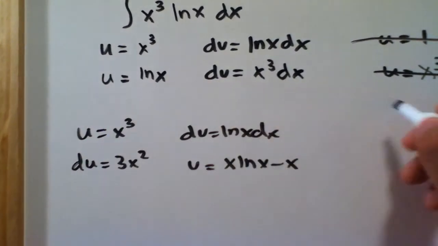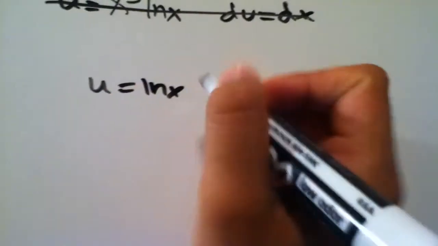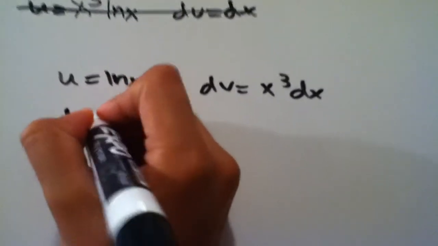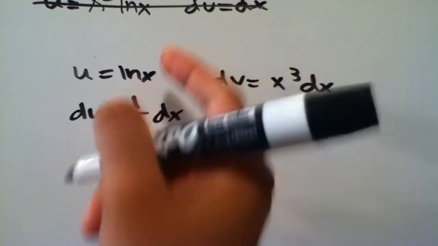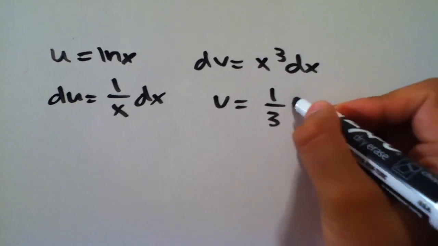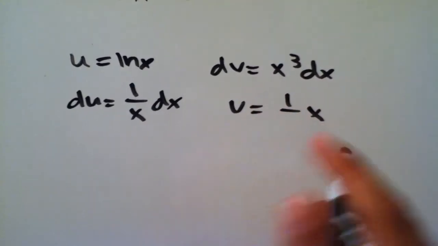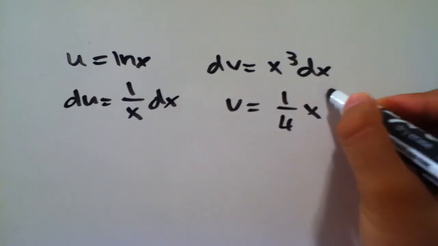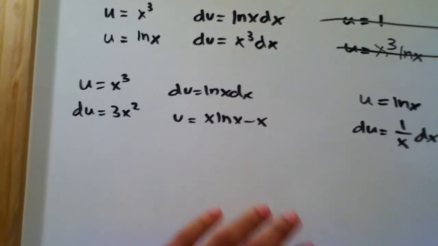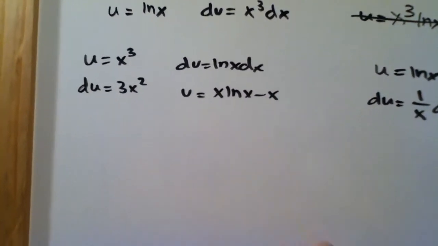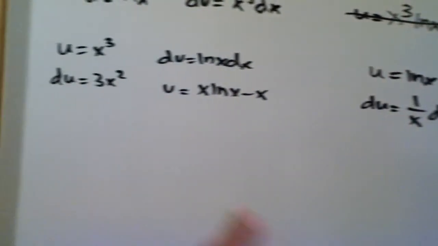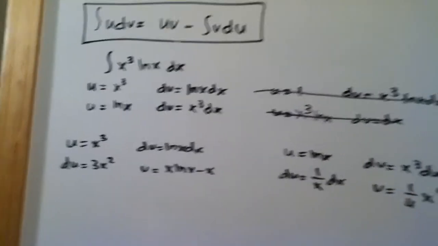This one is a candidate right now, but let's see if the other one will make it simpler. If we follow this one, u is equal to ln x, and dv is equal to x cubed dx, then du is equal to 1 over x dx, because that's the derivative of ln x, and v is just the integral of dv, and that's just 1/4 x to the fourth. So between these two, keeping in mind you have to take the integral of v du at the end, which one seems simpler?